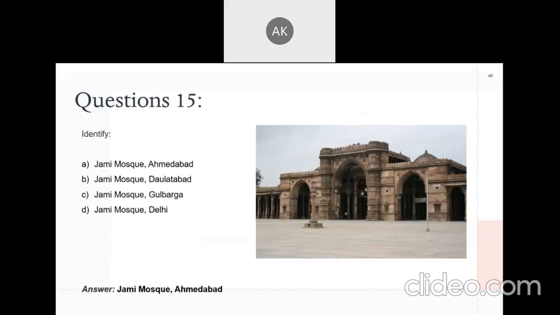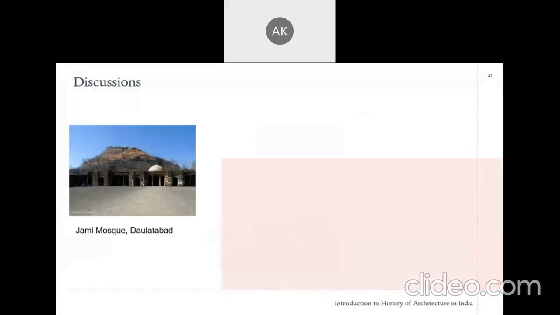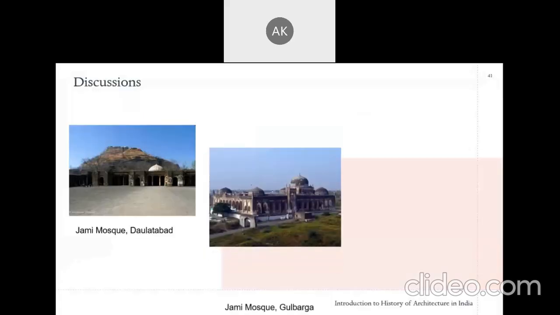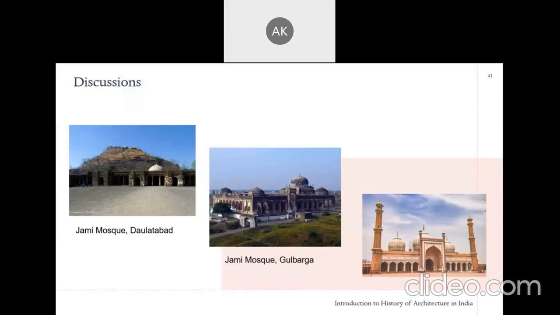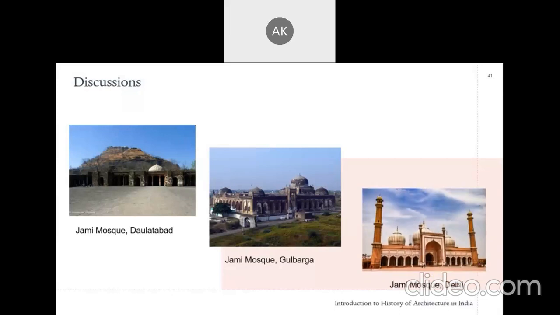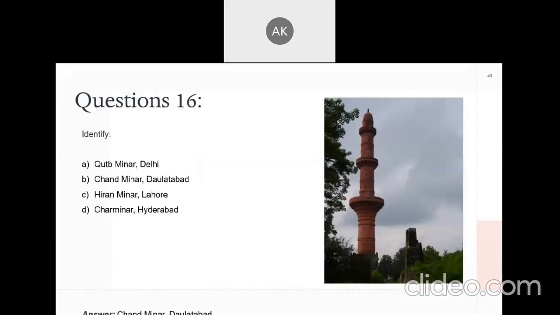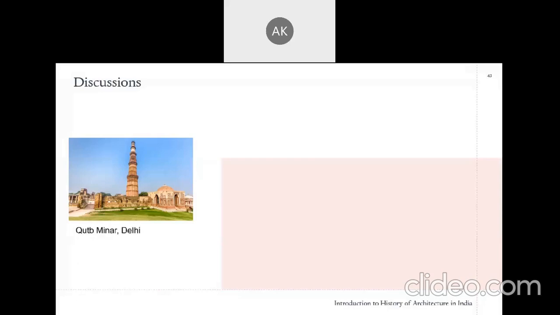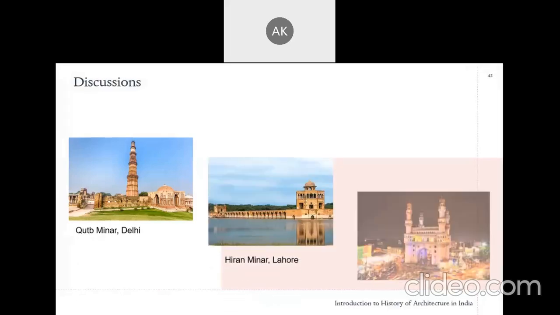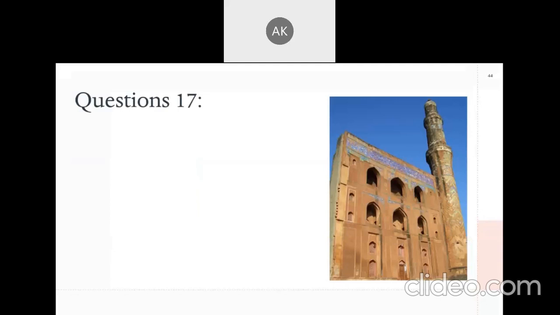This was the Jami Mosque of Ahmedabad. Again, the Jami Mosque of Daulatabad, which is now known as Bharat Mata Mandir. So this is the Jami Mosque of Gulbarga. And then this is the Jami Mosque of Delhi, which is also known as Jama Masjid. So this was the Chand Minar of Daulatabad. Again, the Qutub Minar of Delhi, Hiran Minar of Lahore, Char Minar of Hyderabad.